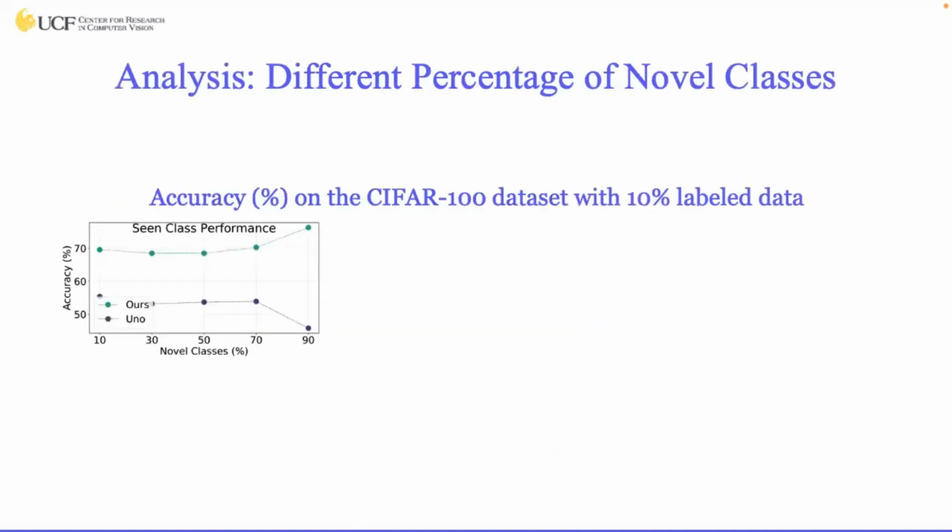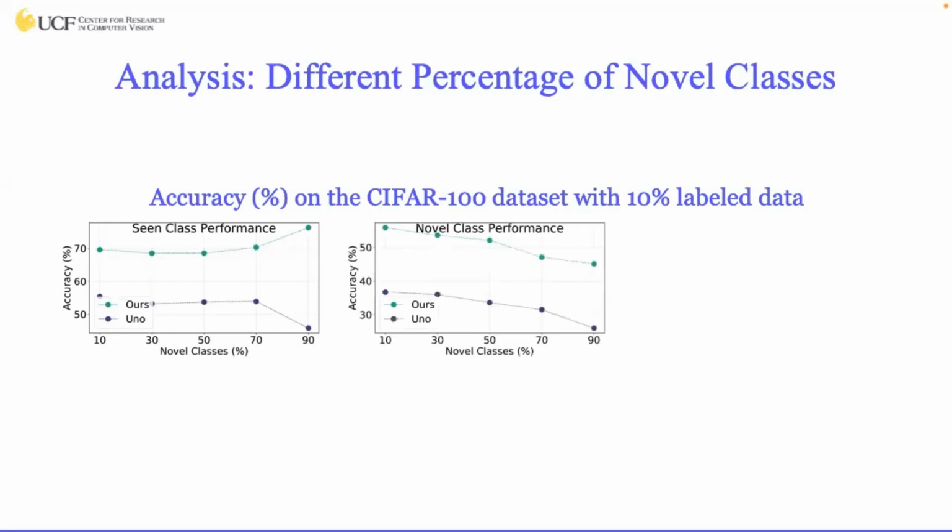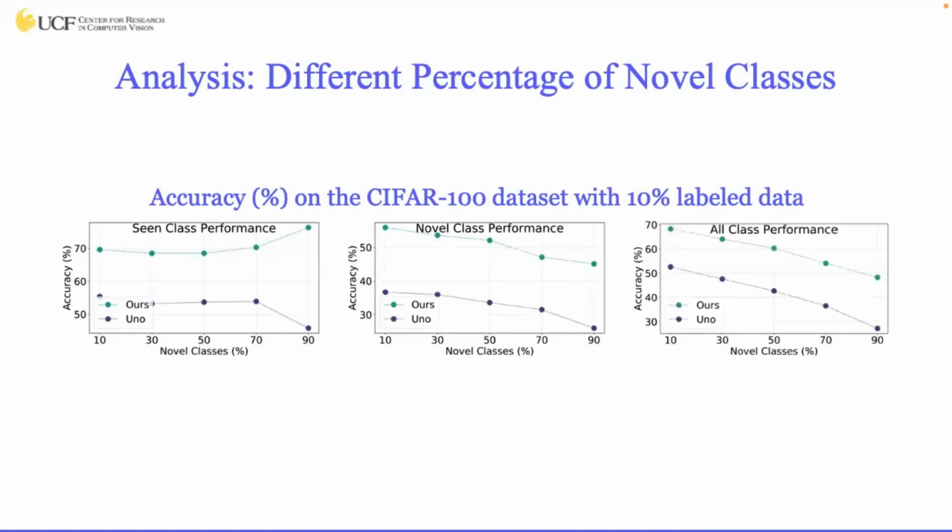So this is some additional analysis. In most of our experiments, we assume that 50% of classes are known, 50% of classes are novel. So in here, we are trying to see what happens if we vary the percentage of novel classes and compare with the second best method, UNO. And we see that for seen class, novel class, and all class performance, our method predictably performs well.